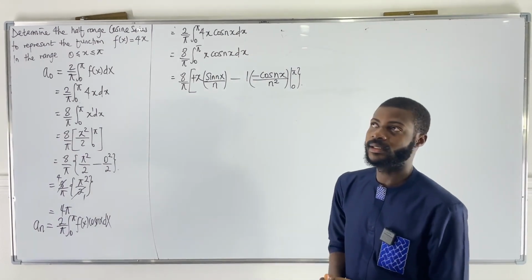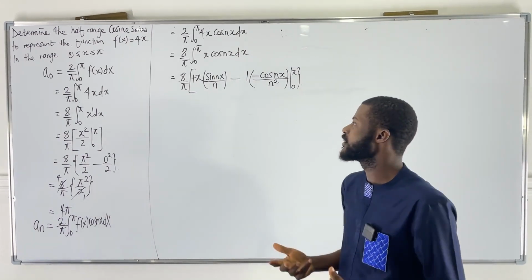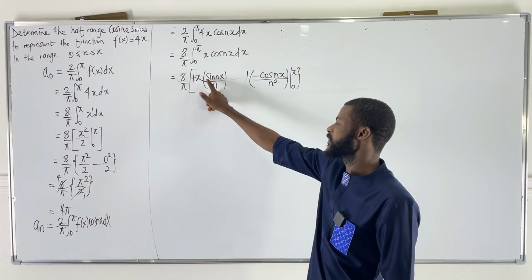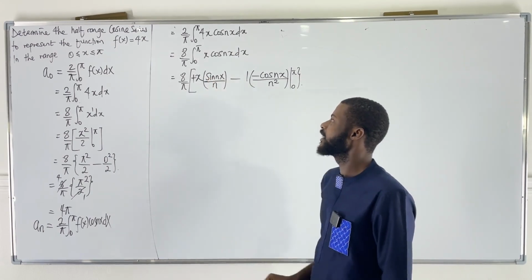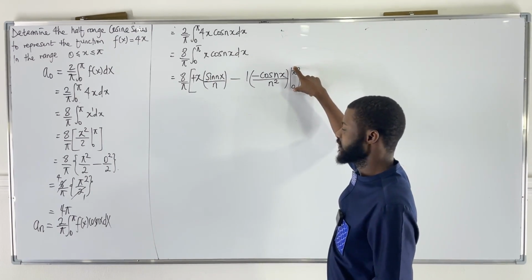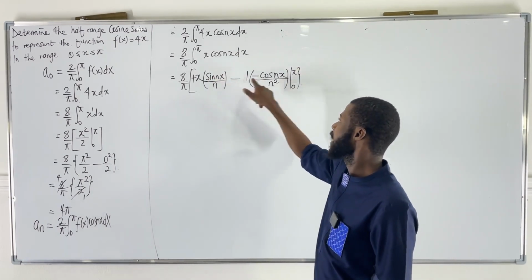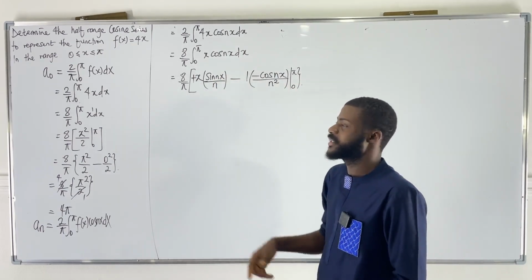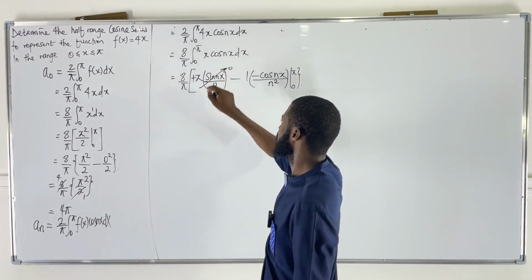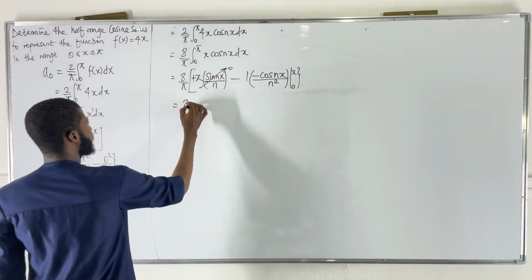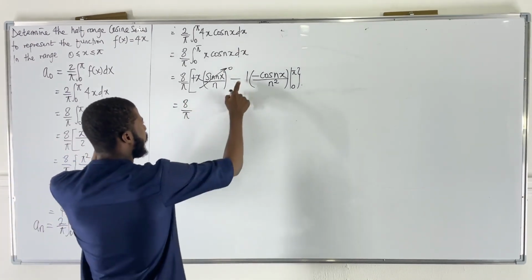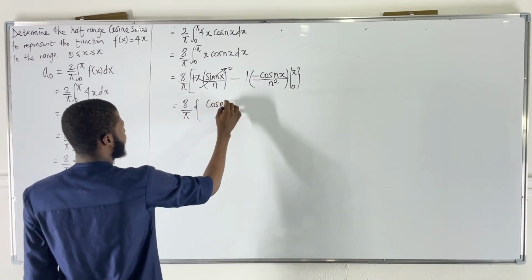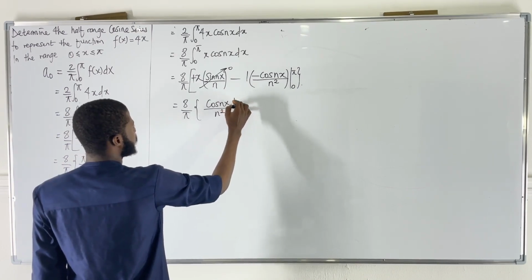One thing that makes me happy is whenever I see this sine, I get very happy because within this interval, the value is 0. So sine n pi, when you put pi here, sine n pi is 0. When you put x as 0, sine 0 is still 0. So this guy is just 0. I don't really stress myself. So this will be 8 over pi. Now what will be left is just this part. So minus minus is plus. So this will be cos nx over n squared from 0 to pi.